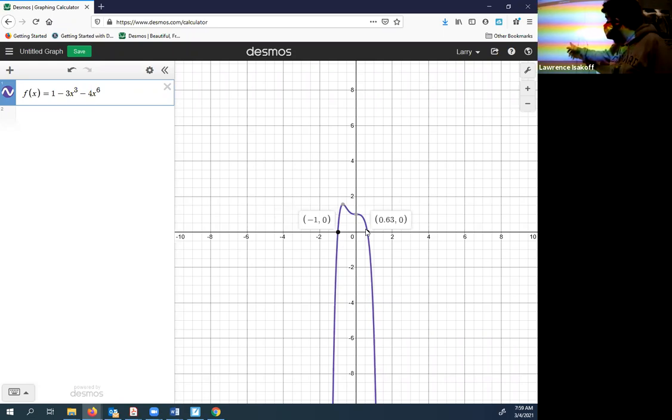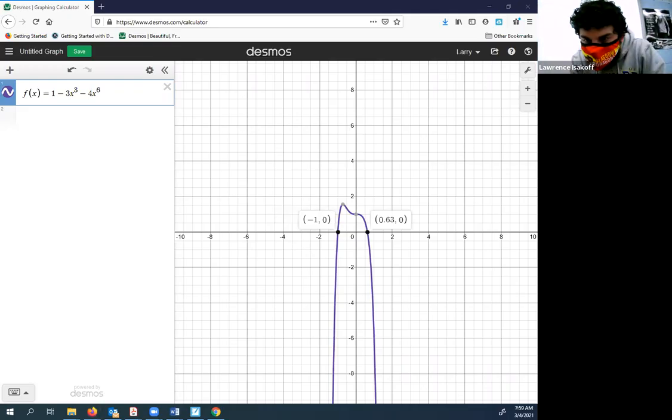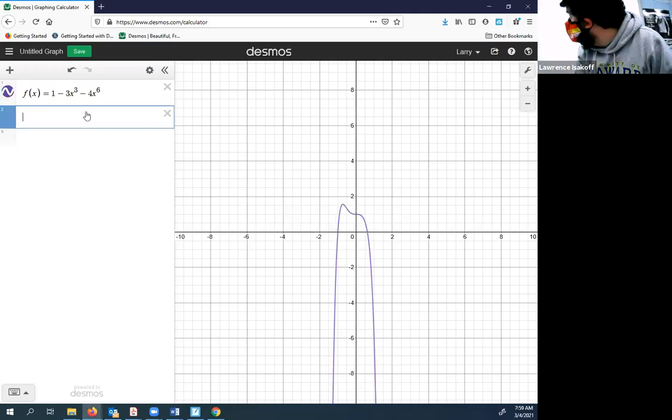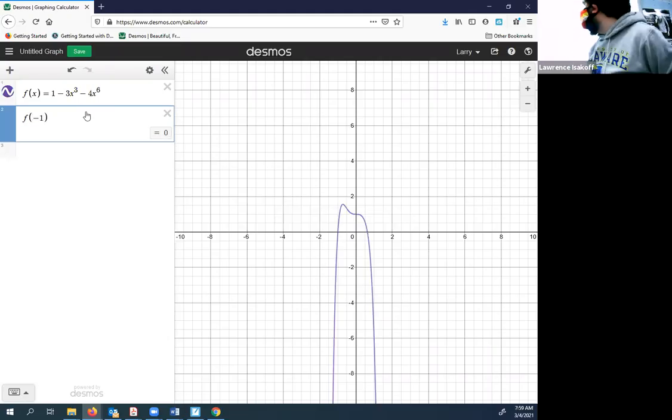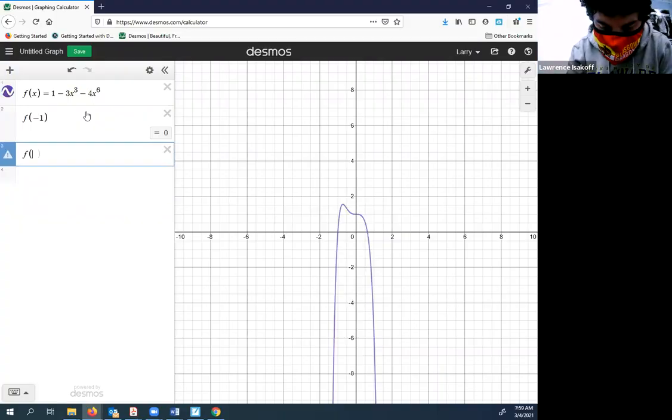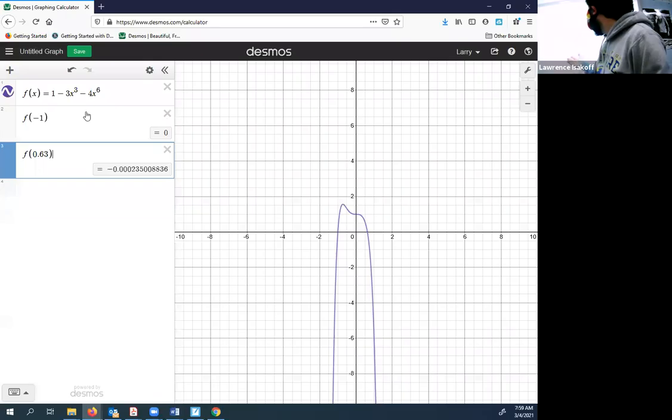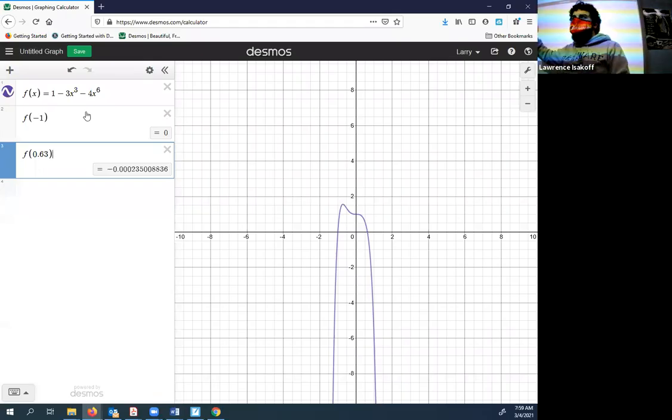Hey, I know this crosses at -1 comma 0 and 0.63 comma 0. And watch this. Ooh, that's something else. If I did f of -1, that's 0. If I do f of 0.63, well, because it's rounded, it's just slightly off.